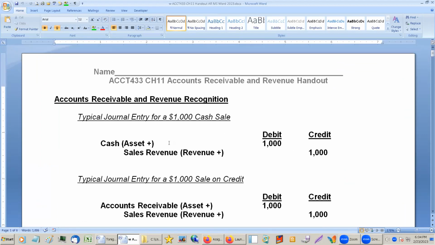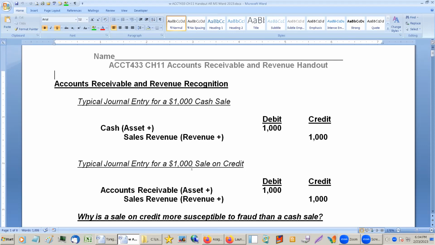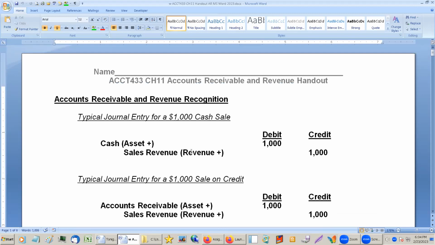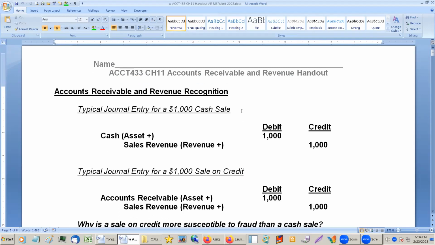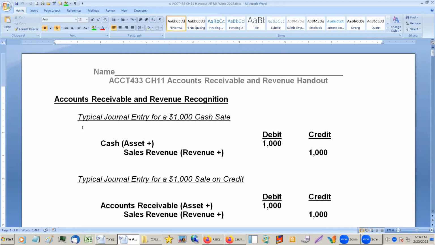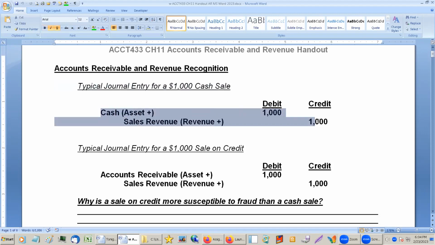All right, so accounts receivable is another very important auditing account, and there's a good reason why. If you sell something for cash, you get cash and you put the sales or revenue or both on the books for the same amount, and you have this cash that came in.